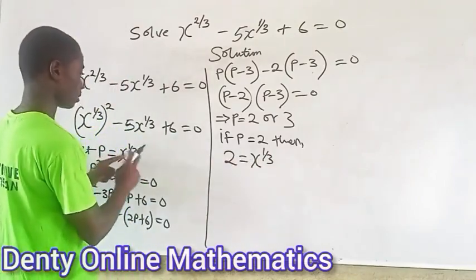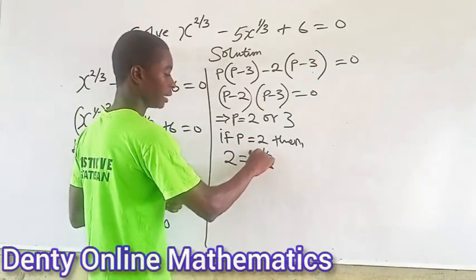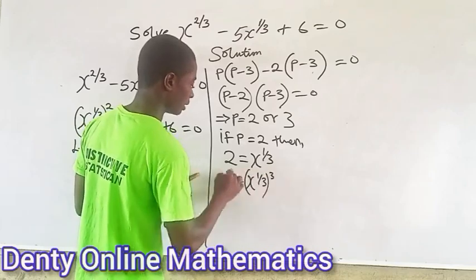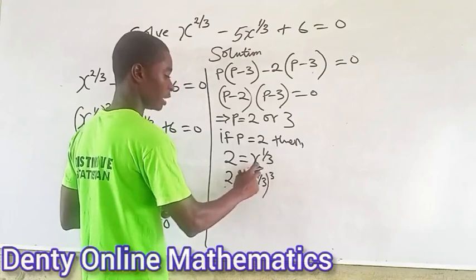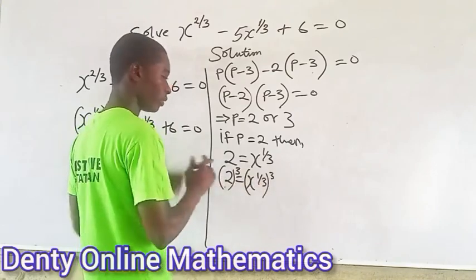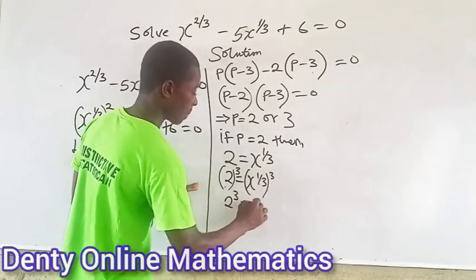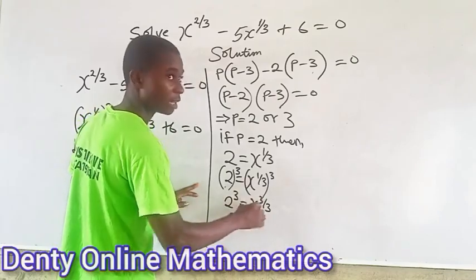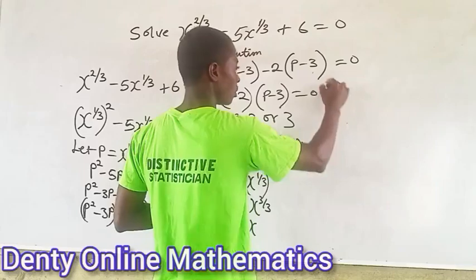Now, for this to work, I can raise both sides to the power of 3. I use this power 3 to multiply the power on the right-hand side, and I do the same on my left-hand side. 2 power 3 is 8, equal to x power 3 over 3. 3 divided by 3 is 1, so x is equal to 8. That's the first solution. And then we start with the second one.